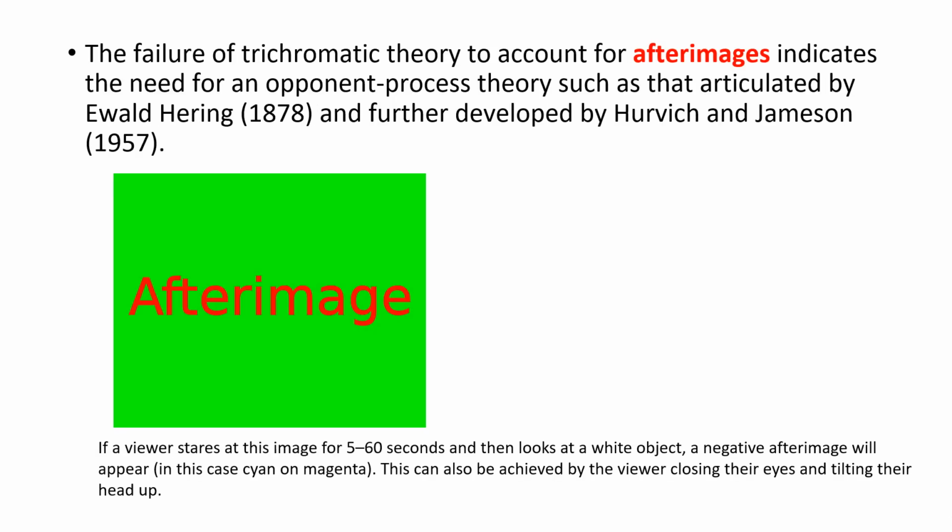The failure of trichromatic theory to account for afterimages indicates the need for an opponent process theory such as that articulated by Ewald Hering, 1878, and further developed by Hurvich and Jameson, 1957.